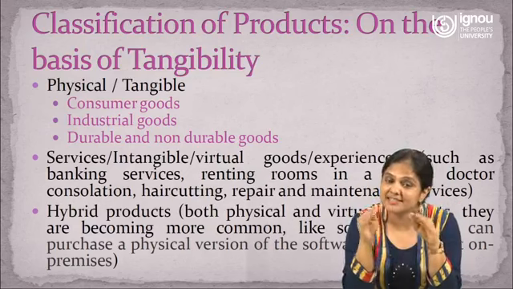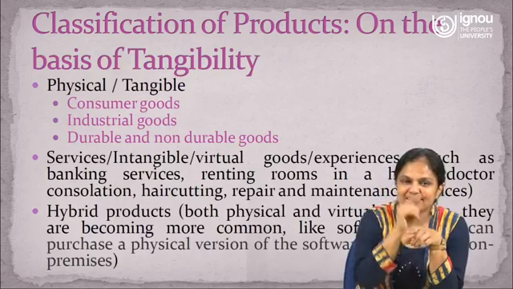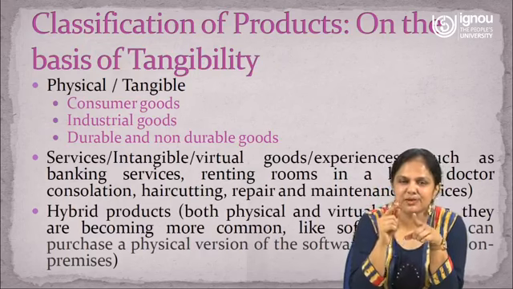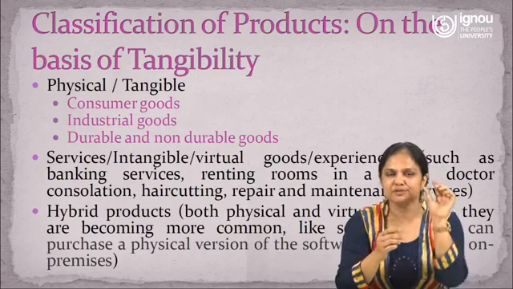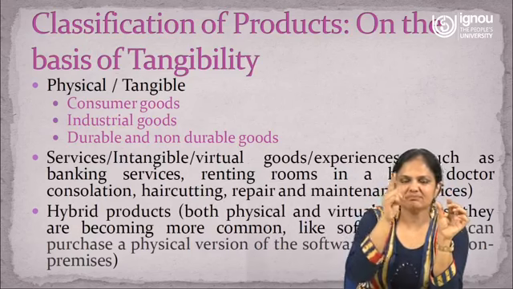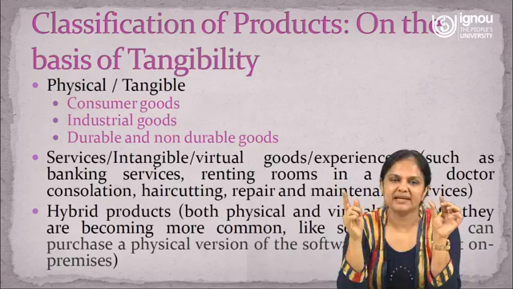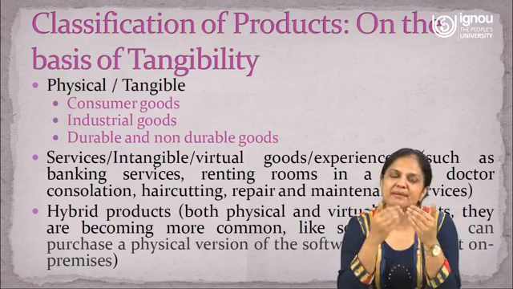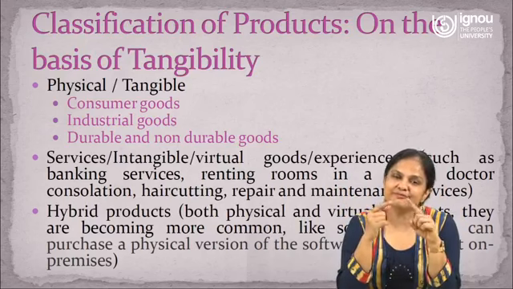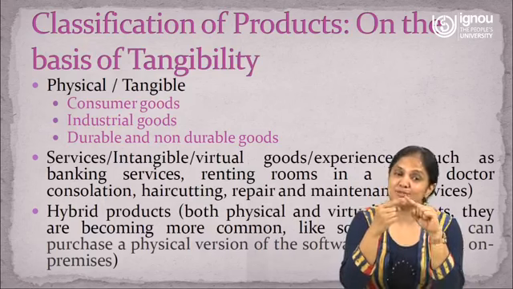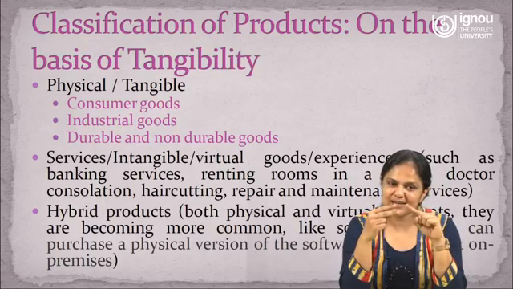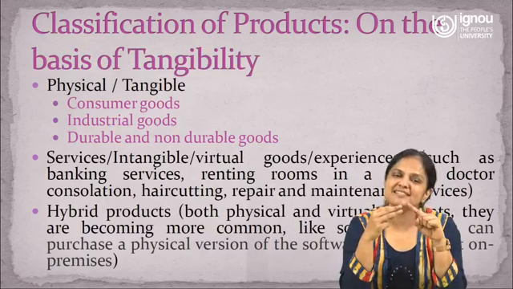But with services, it is the other way around. In tangible commodities, the goods are first produced, then sold, and then consumed. This is what is happening. But in services, it happens the other way. The goods are first sold, then produced, and then consumed.